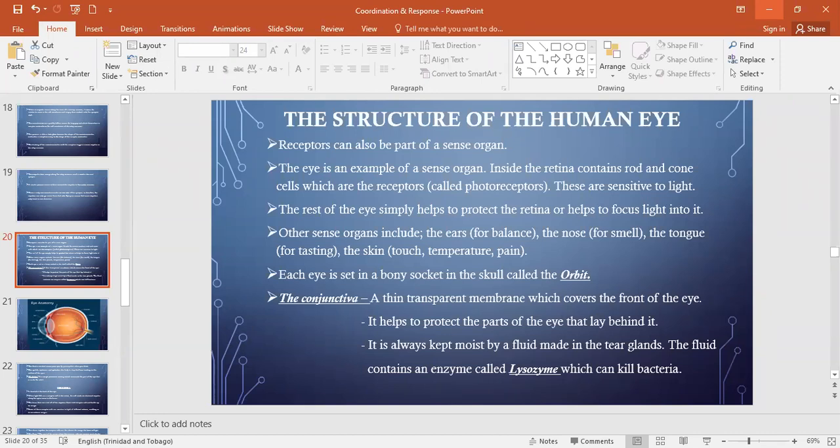Now, the type of receptors that you will have inside your eye, which specifically is inside your retina, you have your cone and rod cells. Those are called photoreceptors. Anybody know why they're called photoreceptors?